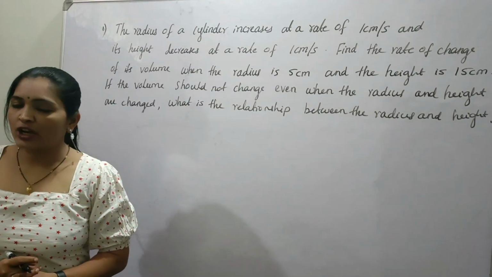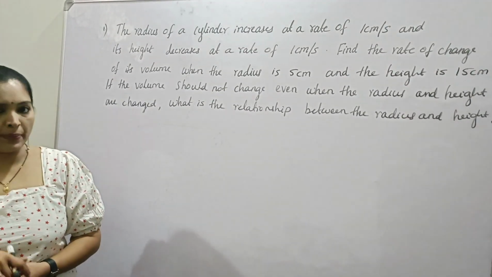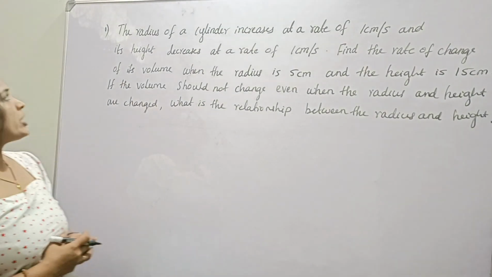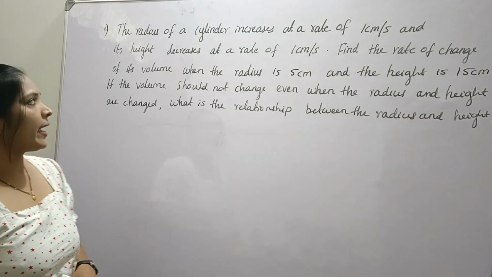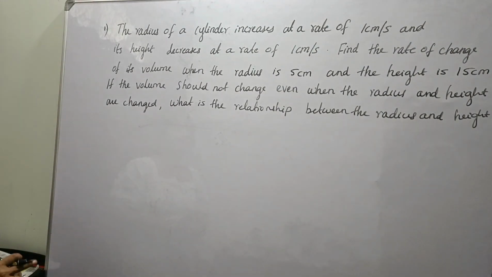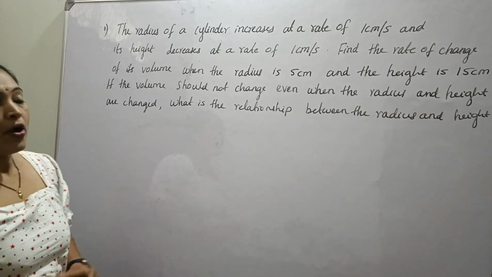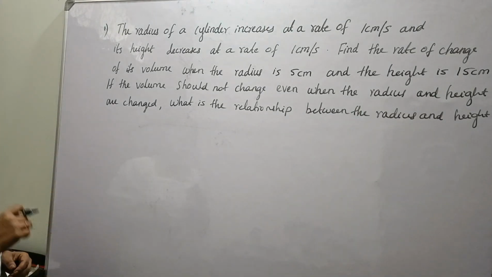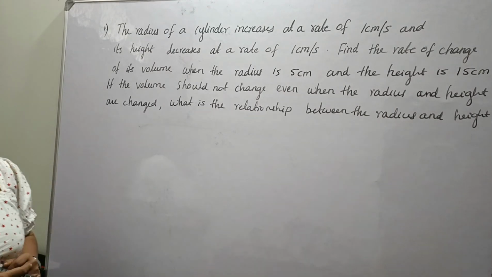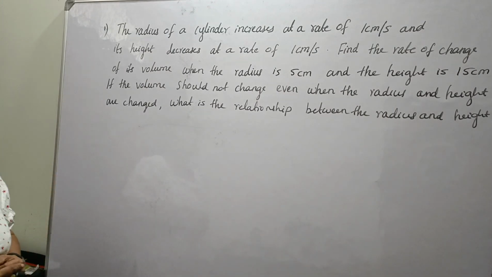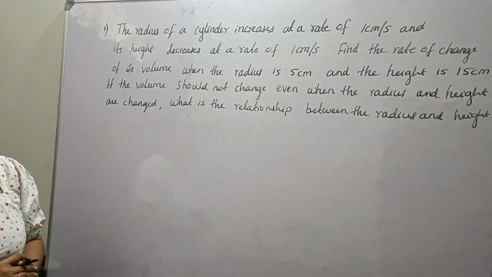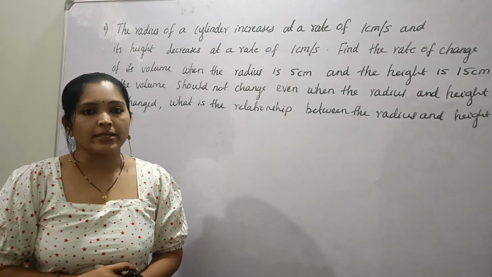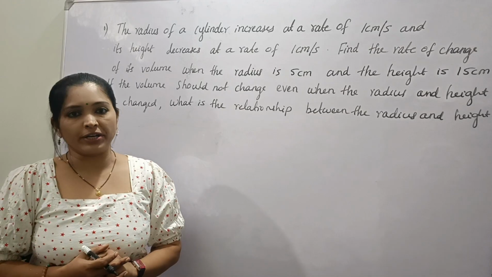Hello everyone, today we are going through some important questions from applications of derivatives. First question: the radius of a cylinder increases at a rate of 1 centimeter per second and its height decreases at a rate of 1 centimeter per second. Find the rate of change of its volume when the radius is 5 centimeter and the height is 15 centimeter. If the volume should not change even when the radius and height are changed, what is the relationship between the radius and height? It is the problem of rate of change of quantity.